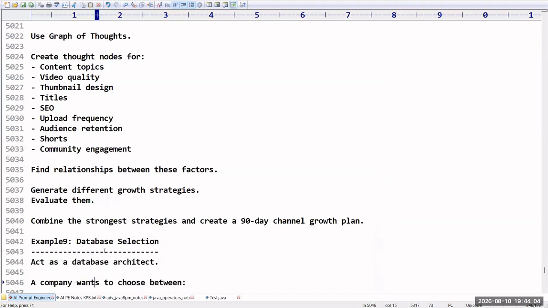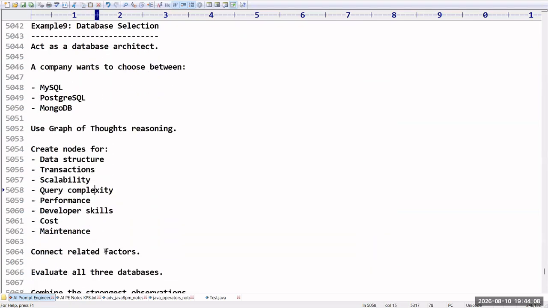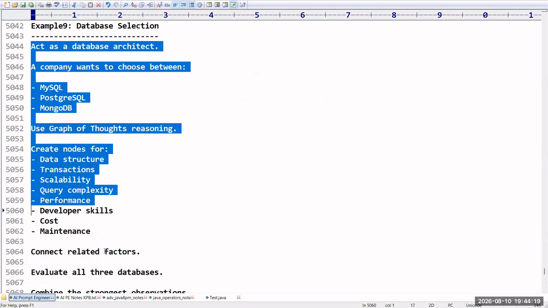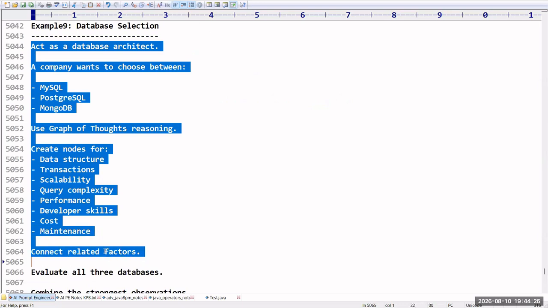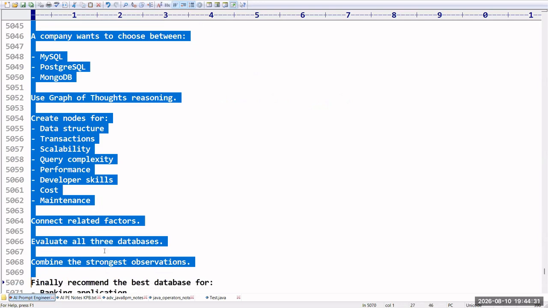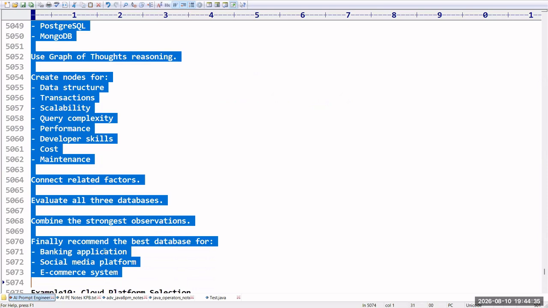So let's go for the next prompt, database selection. Sir, act as a database architect. A company wants to choose between MySQL, PostgreSQL, MongoDB. Use GoT reasoning, create a node for data structure, transaction scalability, query complexity, performance, developer skills, cost, maintenance, connect related factors, evaluate all these three databases, and finally recommend the best database for these things.